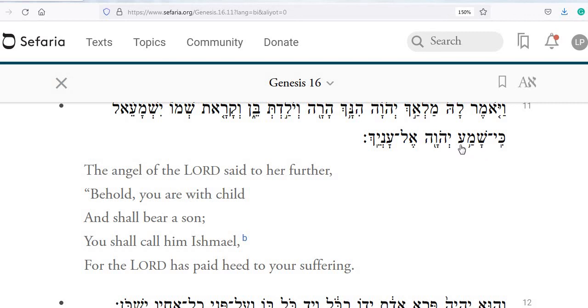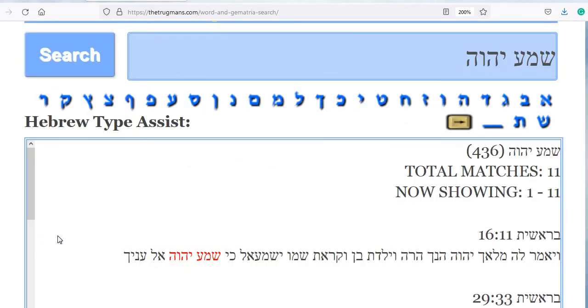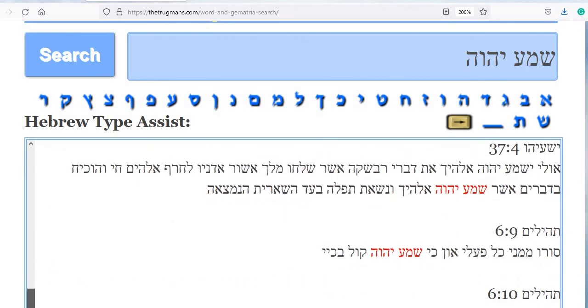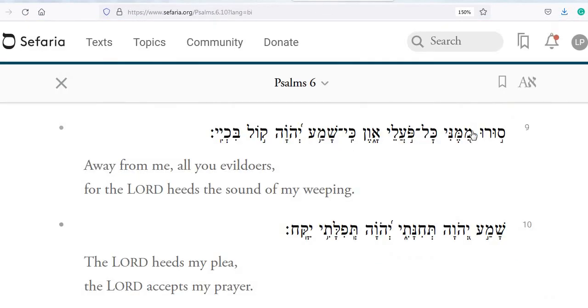So I had a look: is Shema and then Hashem found anywhere? And it is found about 6 times in Psalms, as you can see, and further down. But let's check out Psalm 6, verses 9 and 10, because they show up in back-to-back verses. Away from me, all you evildoers, for the Lord heeds the sound of my weeping. The Lord heeds my plea. The Lord accepts my prayer.